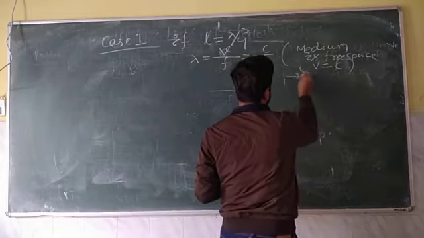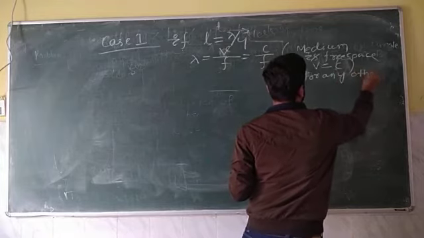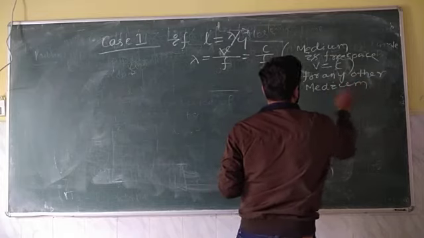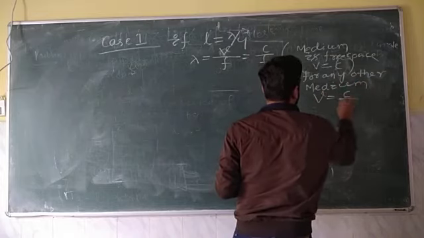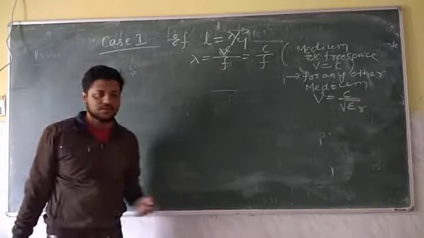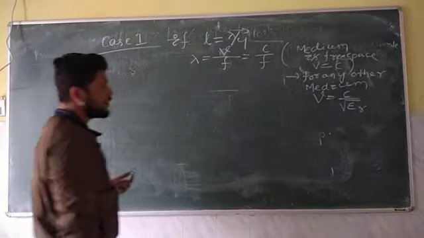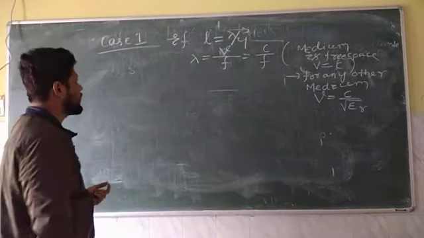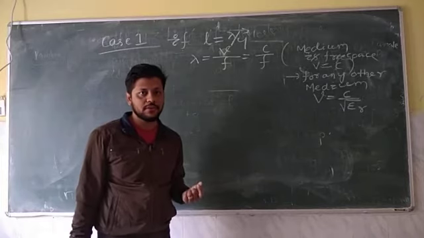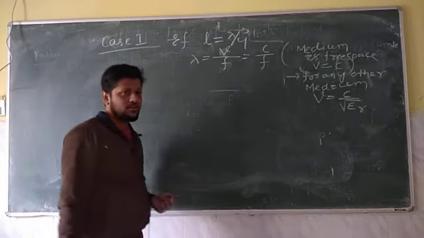For any other medium, this V is equal to C by root over of epsilon r, where epsilon r is the dielectric constant, or relative permittivity. This relative permittivity epsilon r is equal to 1 for air medium. That's why for air medium V is equal to C, the velocity of light.